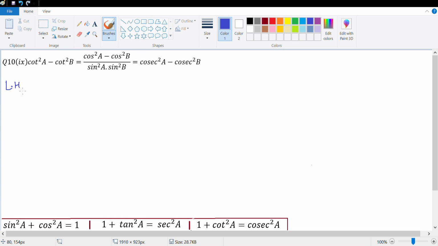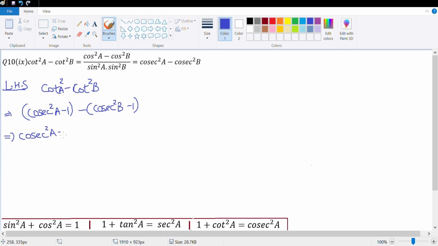Let's start with the left hand side. This is cot square A minus cot square B. The relation between cot and cosec is 1 plus cot square is equal to cosec square. So let me write cot square A as cosec square A minus 1, and this becomes minus cosec square B minus 1. Let's open the bracket. This would be cosec square A minus 1 minus cosec square B plus 1. So plus 1 minus 1 gets cancelled. This is cosec square A minus cosec square B.